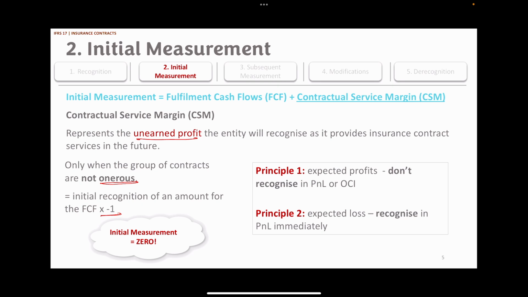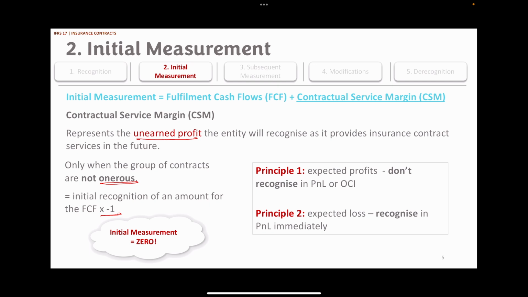It may come as a surprise that the initial measurement of profitable insurance contracts is zero, because fulfillment cash flow shows the expected net cash inflow and contractual service margin is exactly the opposite of that. Both of them offset each other and initial measurement is zero. This is because both fulfillment cash flow and contractual service margin represent what an entity could earn in the future. Because this is at a future date, this is zero on initial measurement.